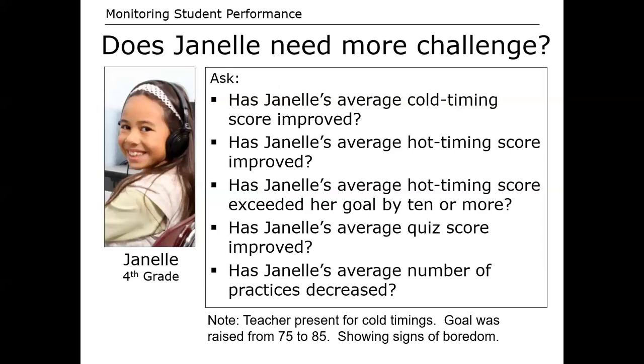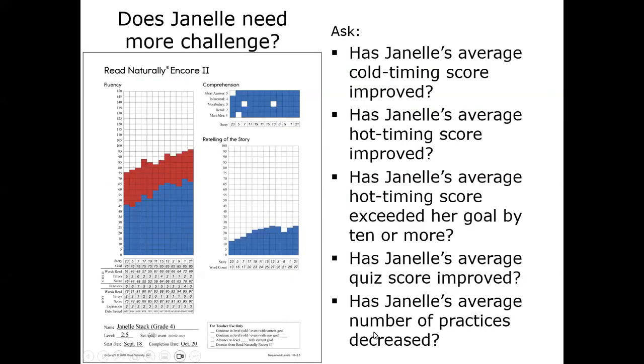All right. Our final student is Janelle. Janelle has already had her goal brought up from 75 to 85. That probably happened at checking initial placement, right? And she's showing signs of boredom. So we see tremendous progress.